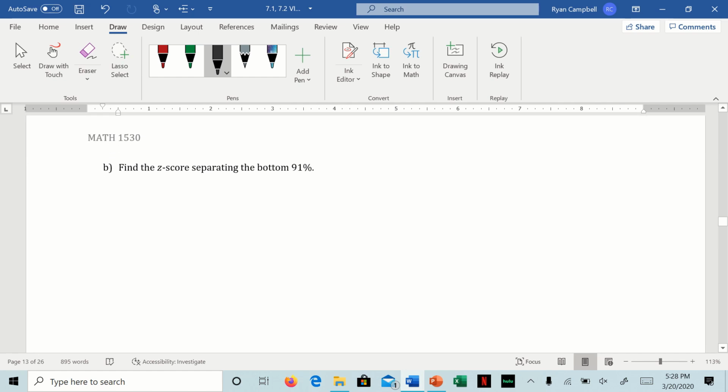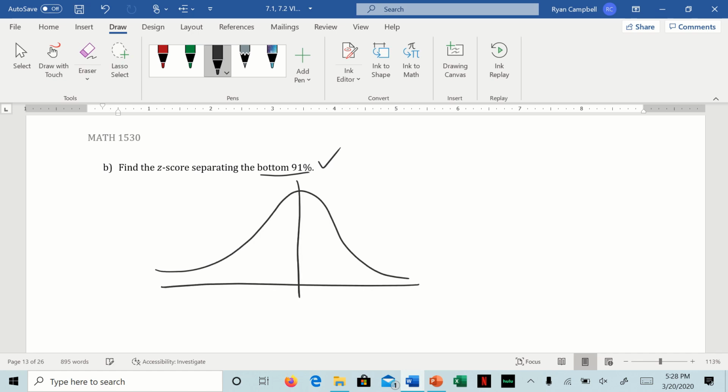All right, so part B, find the z-score separating the bottom 91%. So we already have the bottom percentage. Good, we don't need to do anything extra. So we just put the mean of 0, because that's what our z-score is, right? So 91%. We're coming from the left. If we go up to the mean, how far have we gone? Too far or not far enough? Well, we've gone 50%. That's not nearly far enough. We need 91, so we keep going.